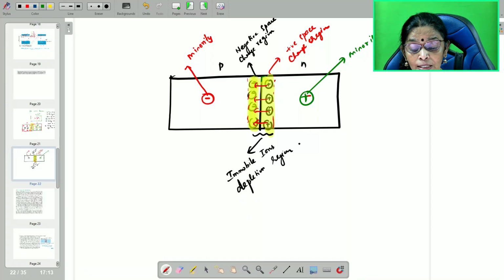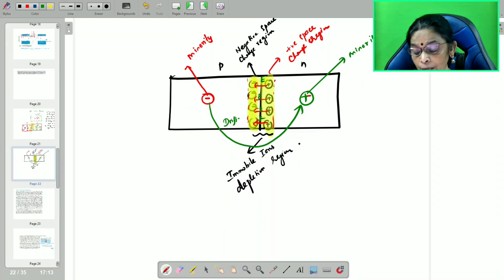This electric field which is created, right, pulls the electron. When does it pull? Immediately when the electric field is created. So immediately it pulls this electron from P side to N side and vice versa, and this is called drift.